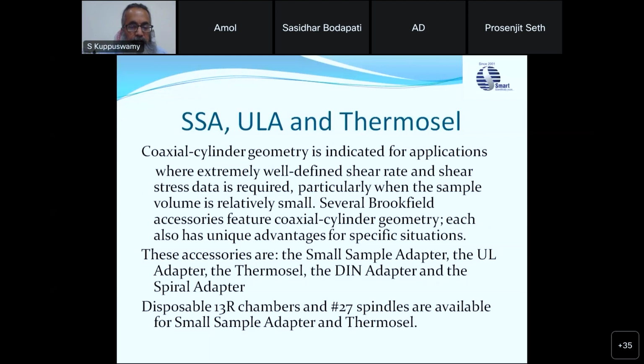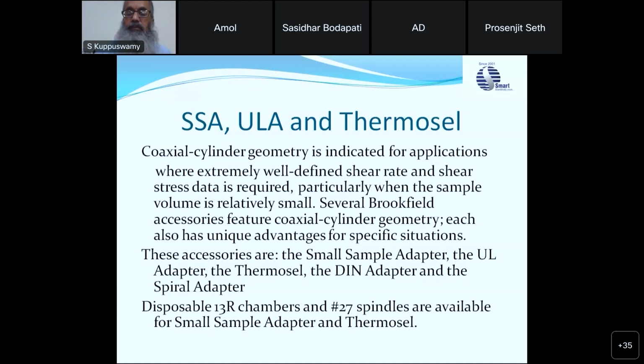In ultra low adapter, it comes only with a single spindle. There are no choices of spindles available in UL adapter. It comes with a single spindle and the sample volume is only 16 ml. So there is no choice in this, only one spindle and one sample holder is available with 16 ml sample volume.